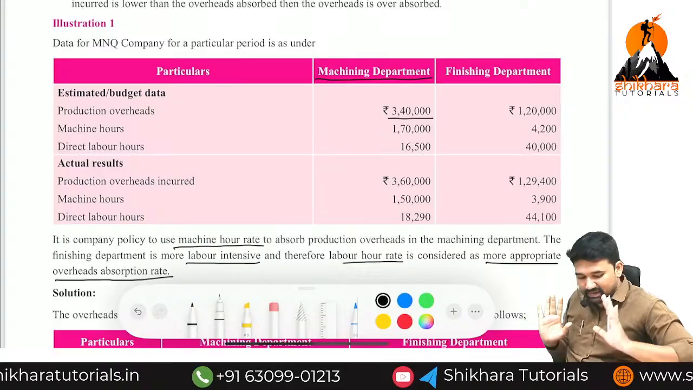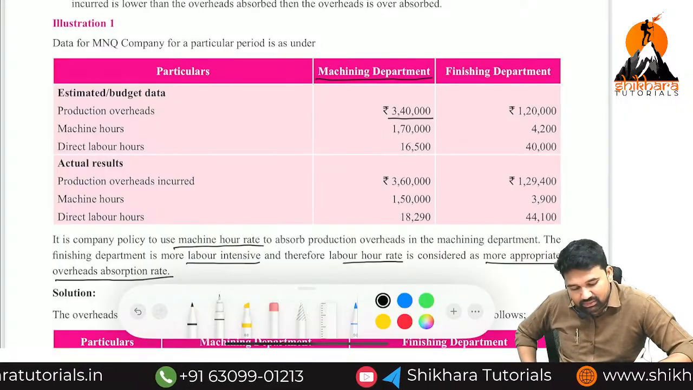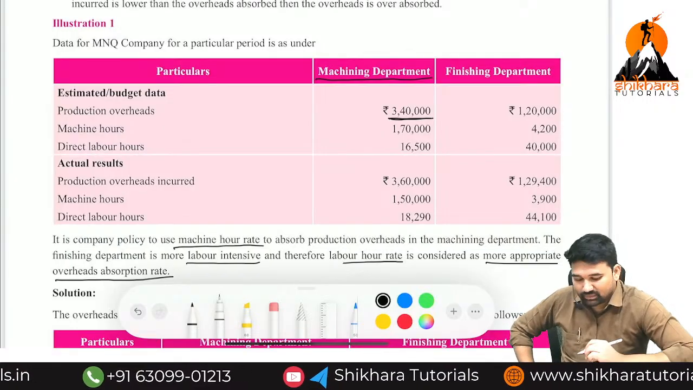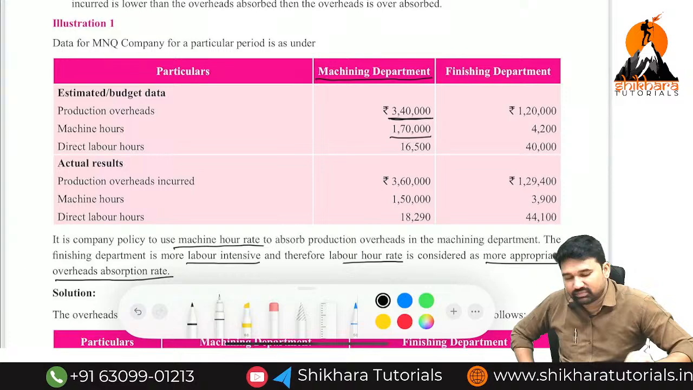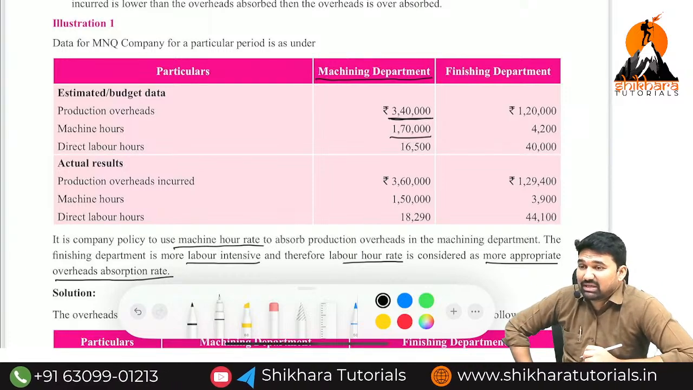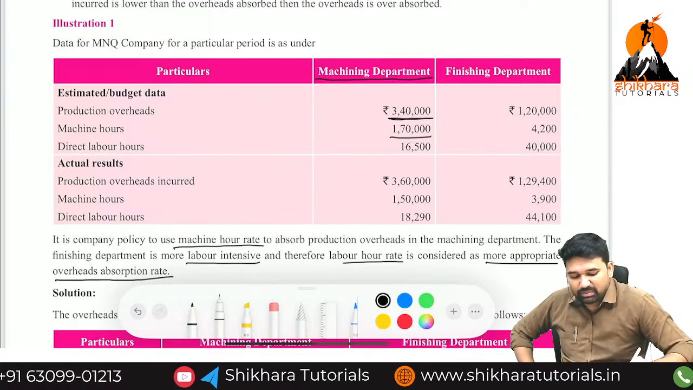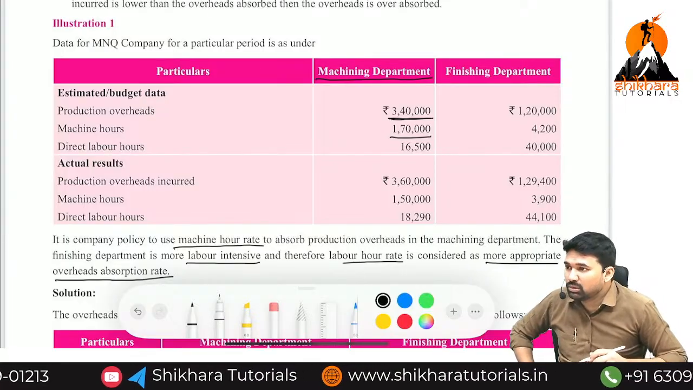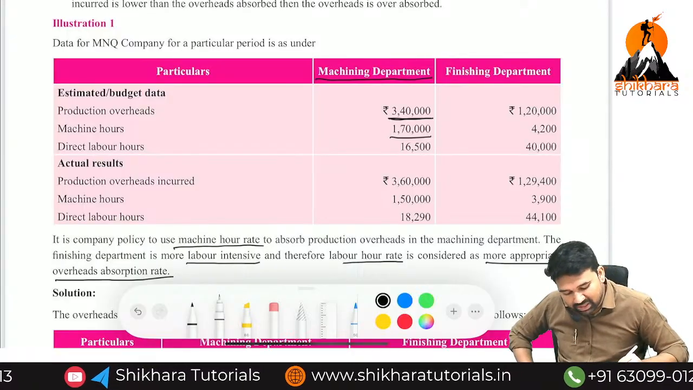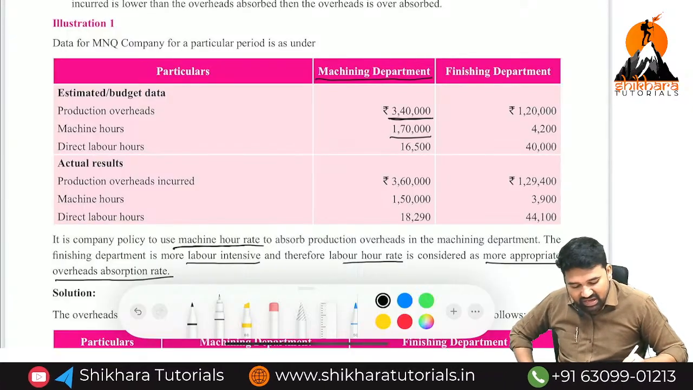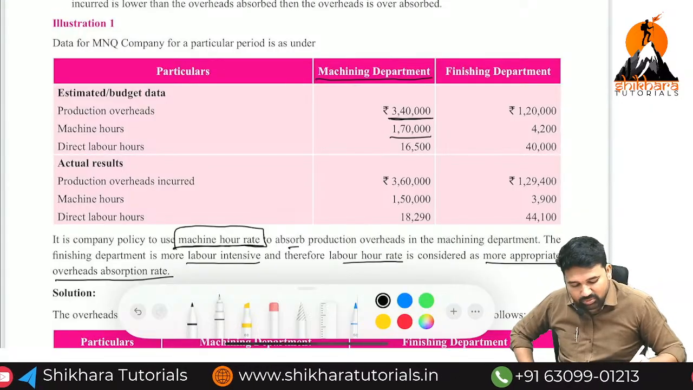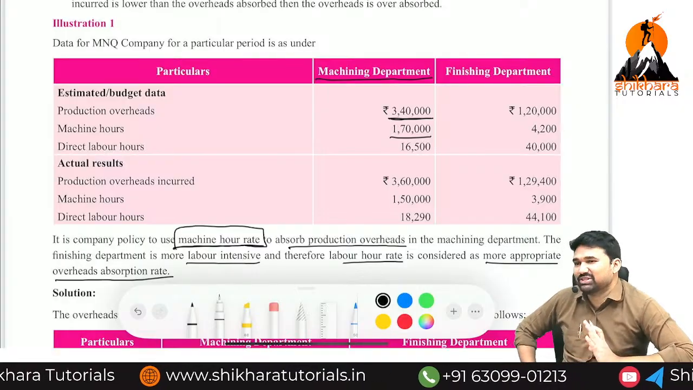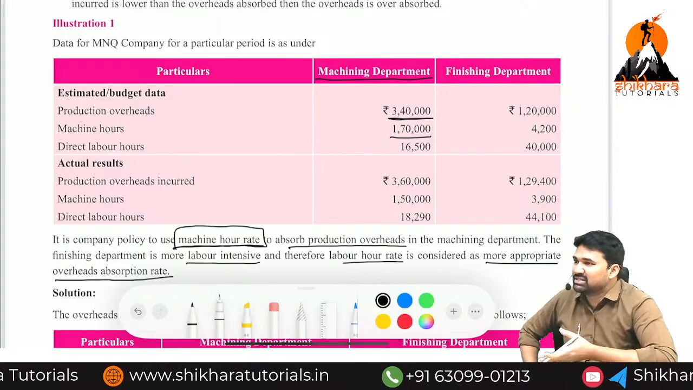Clear? Listen carefully. What is our production overheads budget? 3,40,000. What are the machine hours? 1,70,000. So for the machining department, we have to use machine hours only, right? Who told you the point? In the problem only, he clearly mentioned that we have to use machine hour rate to absorb production overheads. That is why we are using it.